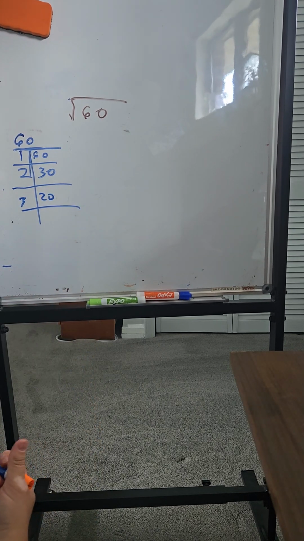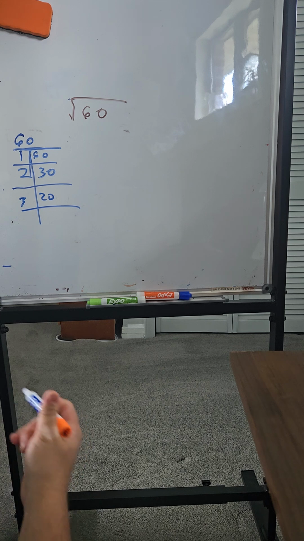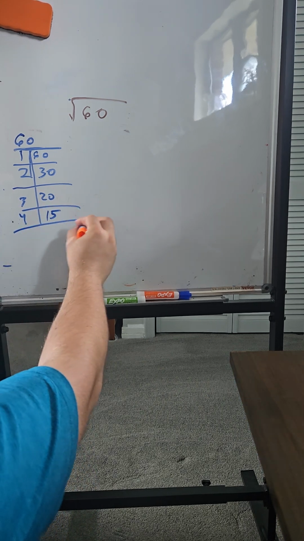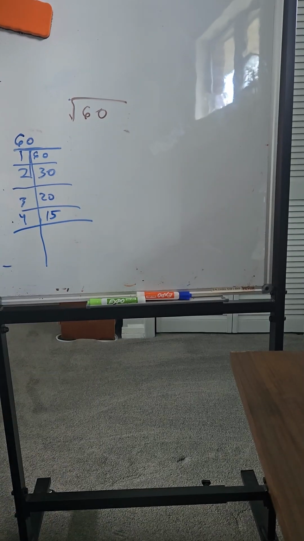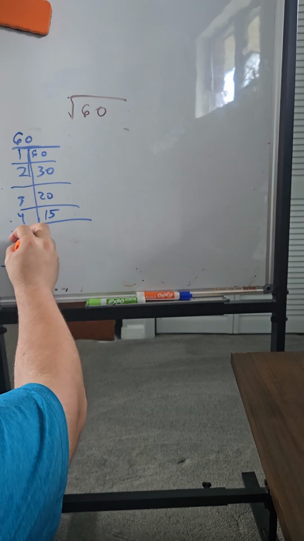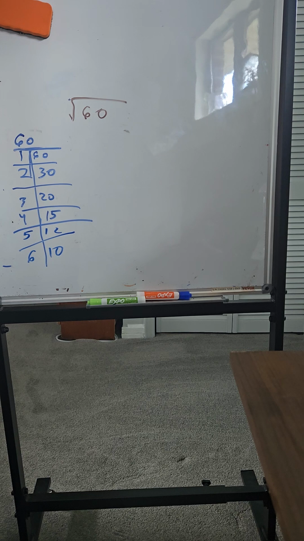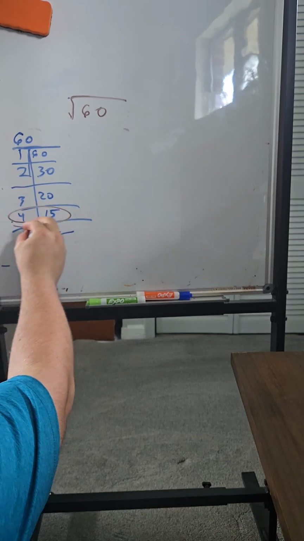Now, we know that 60 has factors 1 and 60, 2 and 30, 3 and 20, and we also know that 60 has factors of 4 and 15. Now, there are other factors, for example, 5 and 12, and 6 and 10. But I noticed that 4 is going to be the largest perfect square that is a factor of 60. So this is actually going to help us. So we're going to use this set of factors right here.